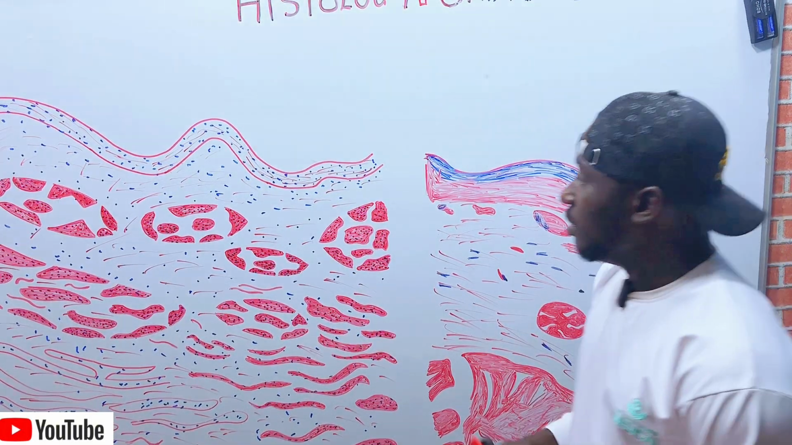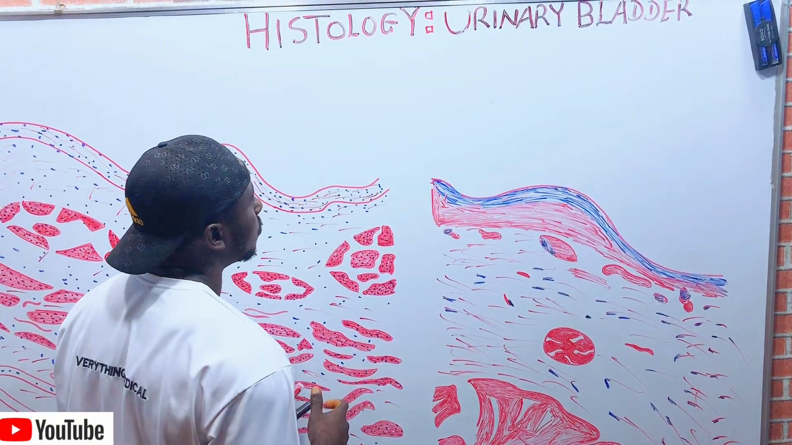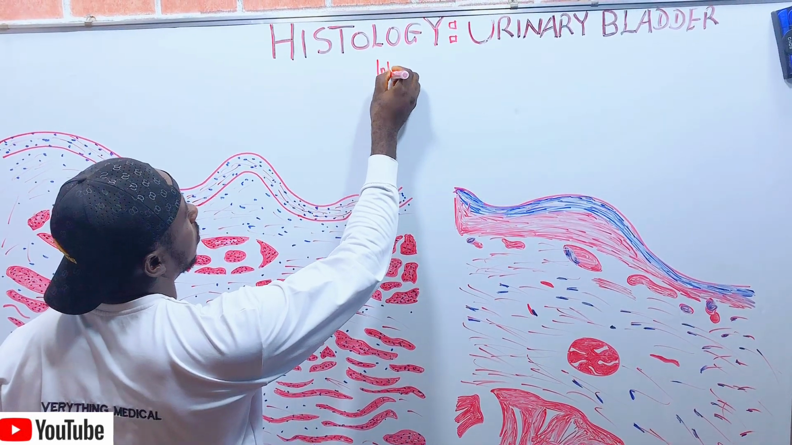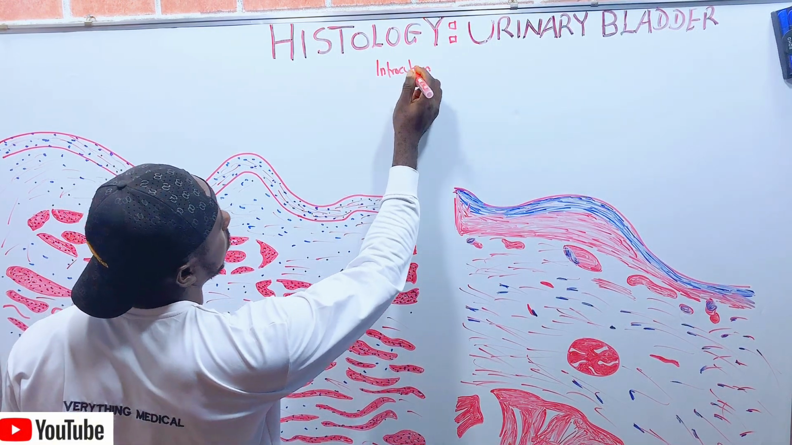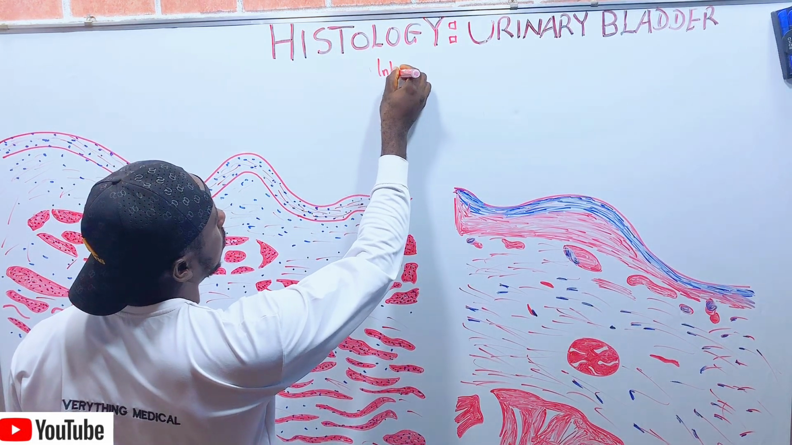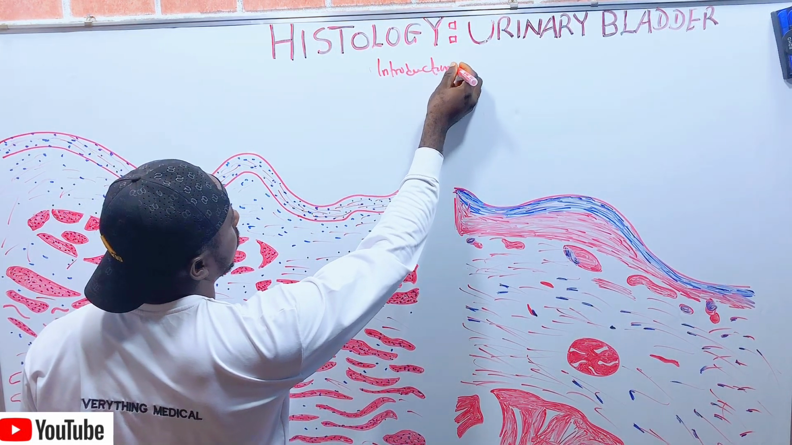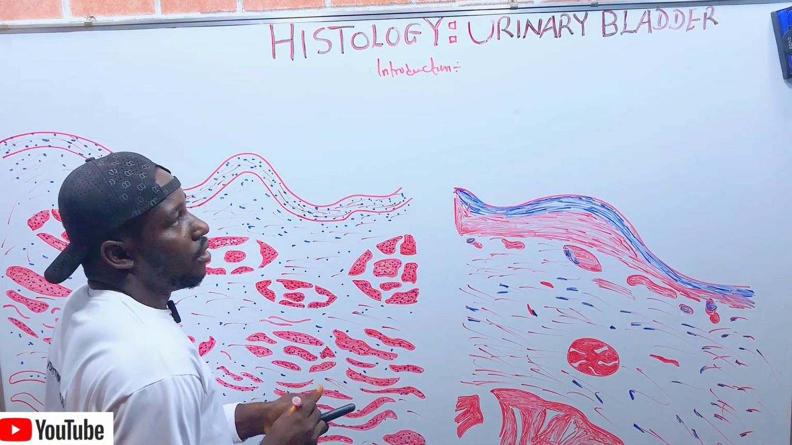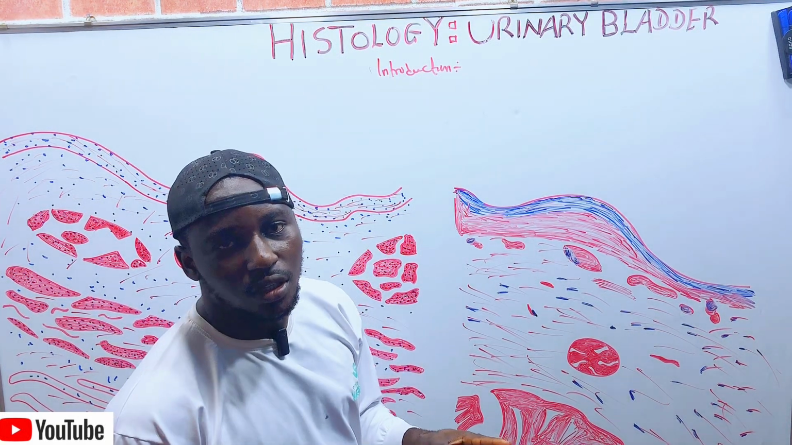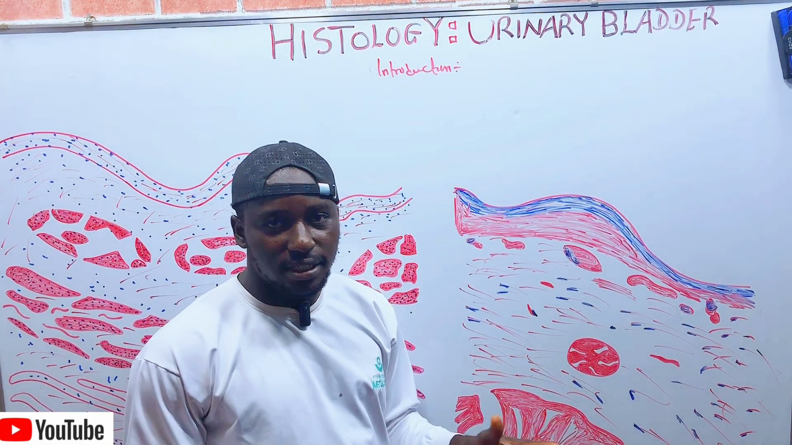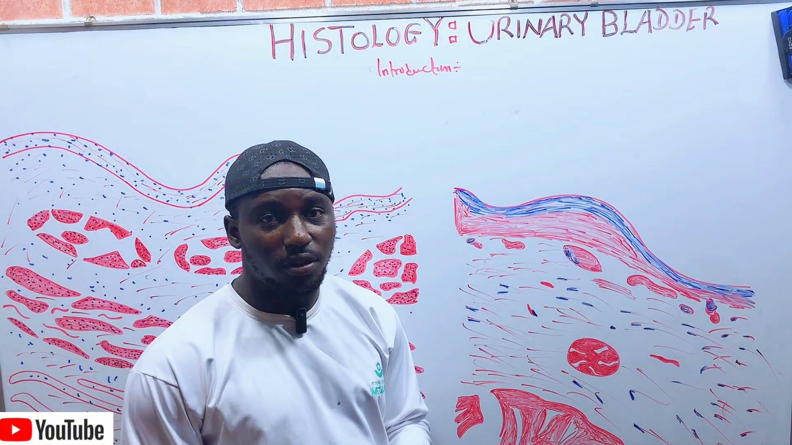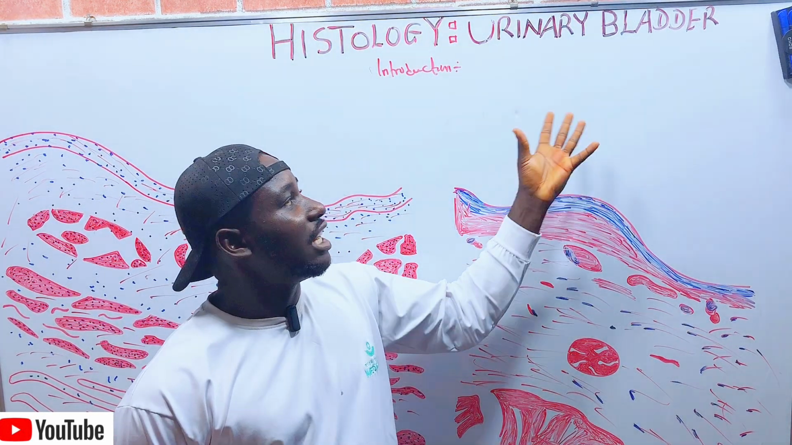Let's proceed. The first thing first is the introduction. First of all, let's give a concept of the urinary bladder, because in histology, we talk about the linings that cover the organs. That is what we discuss on histological aspect of the tissue. Now, what is urinary bladder?